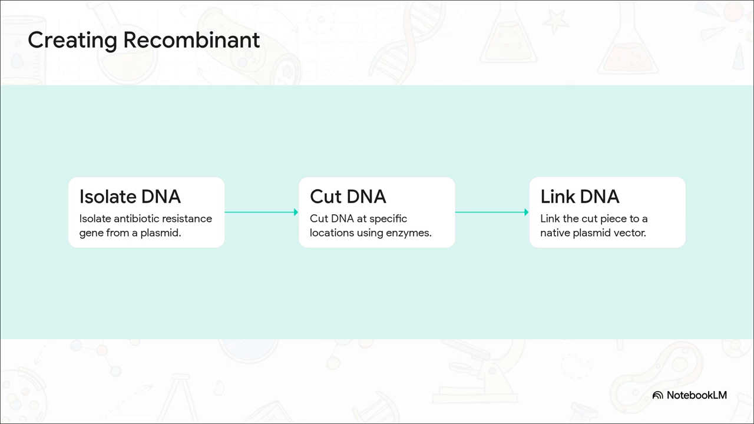It's incredible. Let's walk through the exact steps Cohen and Boyer used because it's basically a microscopic puzzle. First, they isolated an antibiotic resistance gene by cutting a piece of DNA straight out of a plasmid. Second, they used Boyer's enzymes to make precise cuts in the DNA at highly specific locations. And third, they linked that cut piece to a native plasmid vector of a bacterium called Salmonella typhimurium. To do this, they used an enzyme known as DNA ligase to act as the glue. And just like that, the entire discipline of modern biotechnology was born.